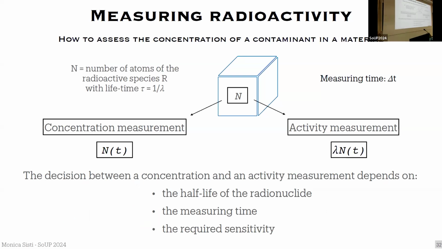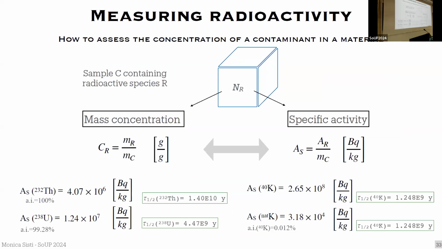So the decision between these two techniques depends on the half-life of the radionuclide, the measuring time, and also the required sensitivity, because if you need a low sensitivity, maybe a concentration measurement with a short-lived nuclide may be done. But here we are dealing with ultra-low background, so it's not our case.